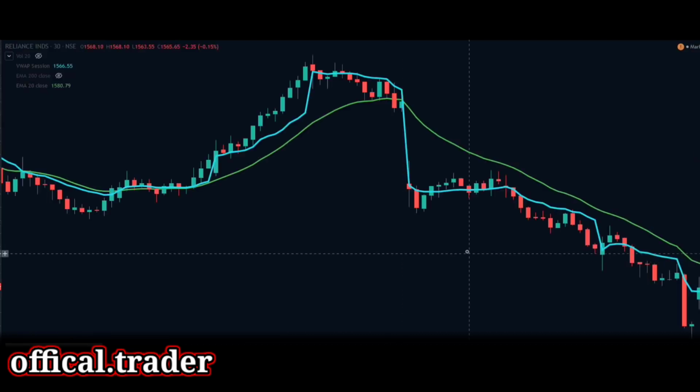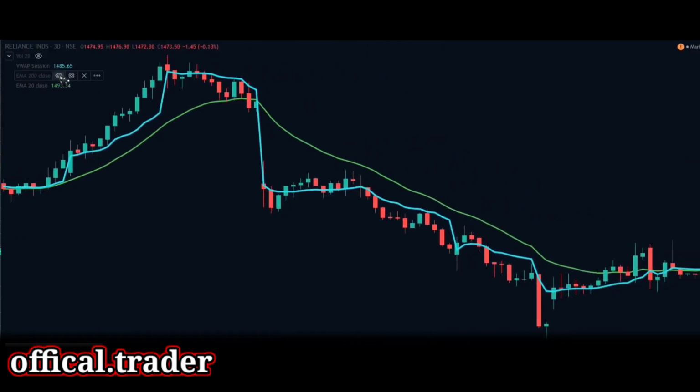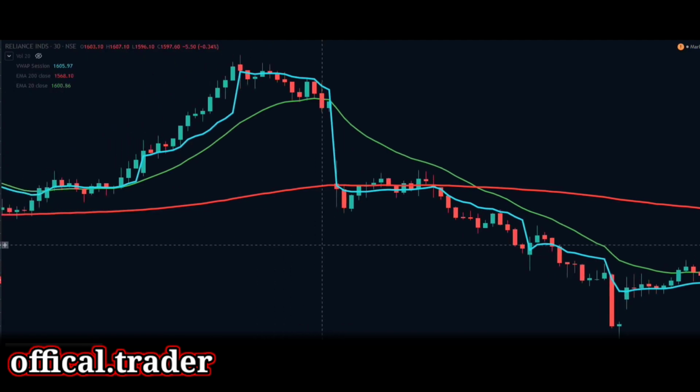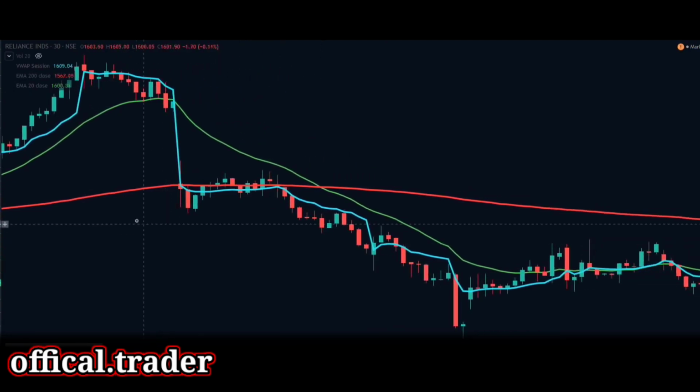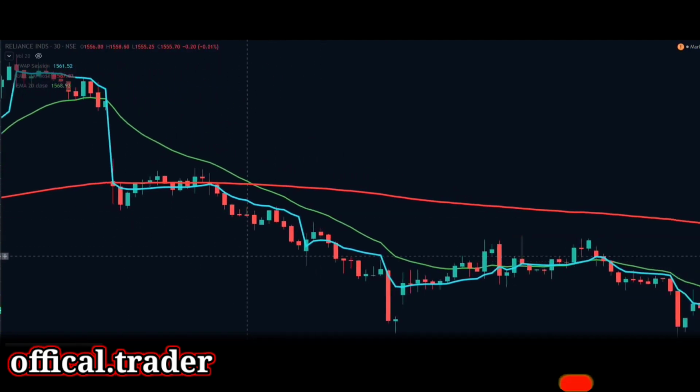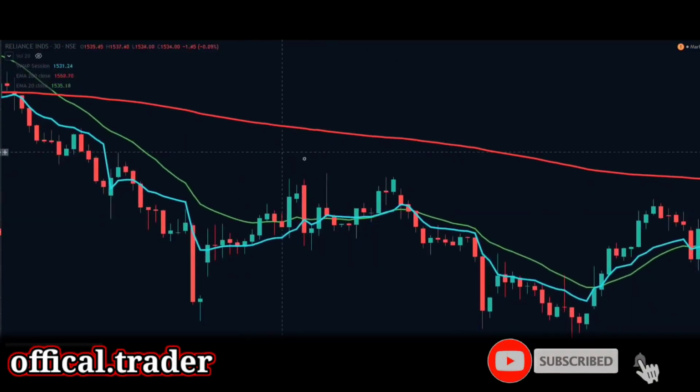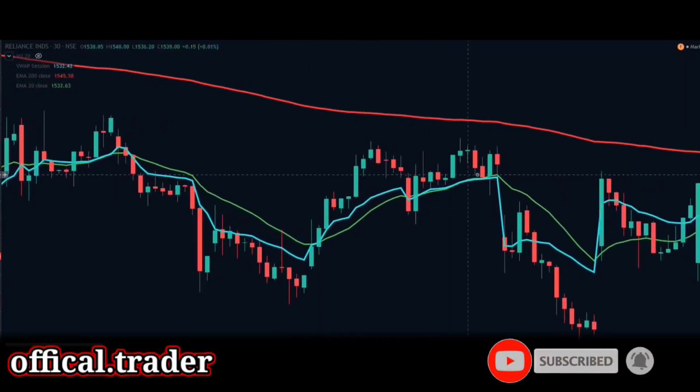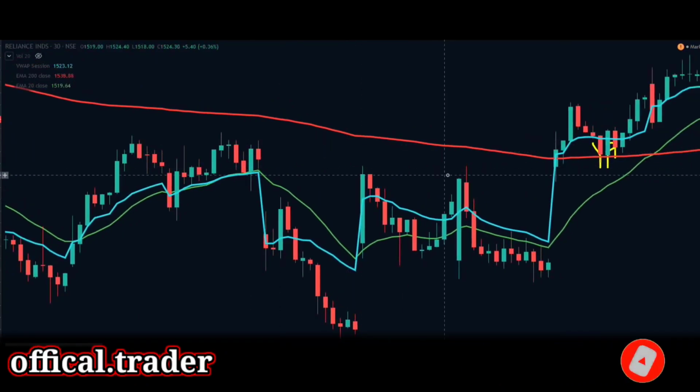If you are a beginner, I would not recommend you to use many moving averages with VWAP indicator. Because, if you do, the chart will look very confusing, and you may end up taking trade in the wrong direction. Keep your trading chart simple, and trade quality over quantity.